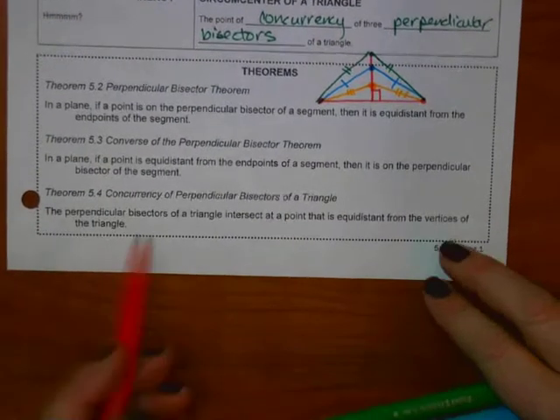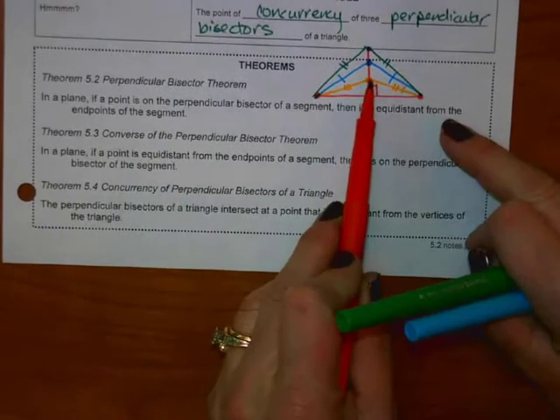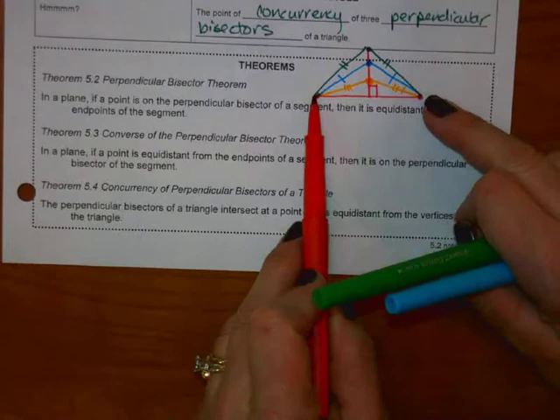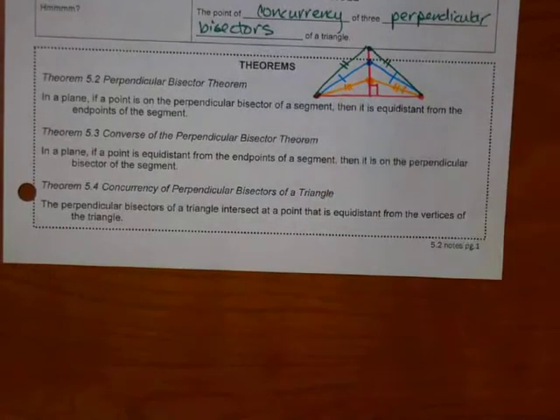All right. This is just the converse of it. In a plane, if a point is equidistant from the endpoints, so if it says that this point is equidistant from here, then we can say that point sits on the perpendicular bisector, just the converse. Basically the other way around.